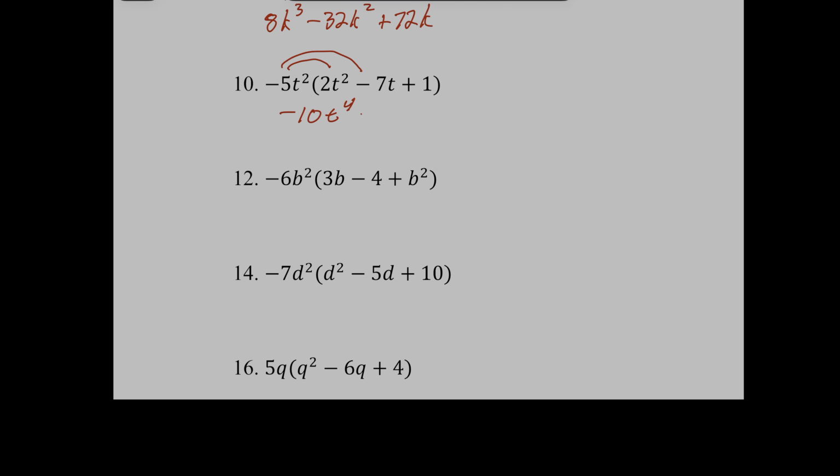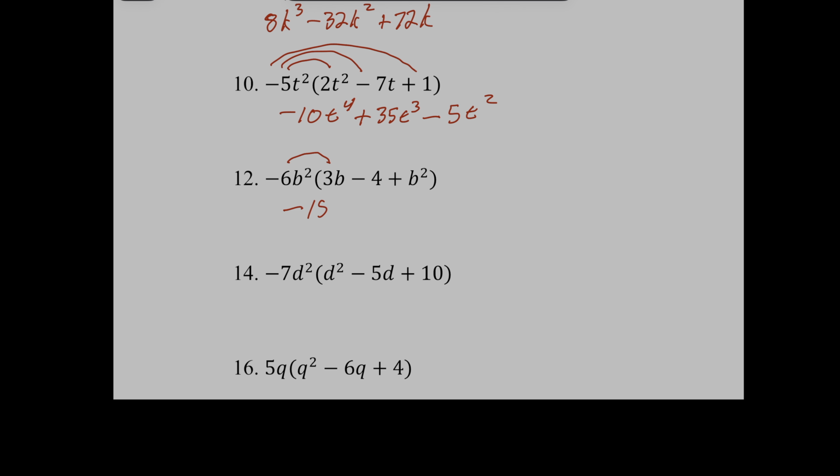Good. Next one, a negative times a negative is a positive. 5 times 7 is 35, t cubed. And the last one, a negative times a positive is a negative 5t squared, because we're just timesing by 1. Okay? Let's keep going. This one, a negative times a positive is a negative.